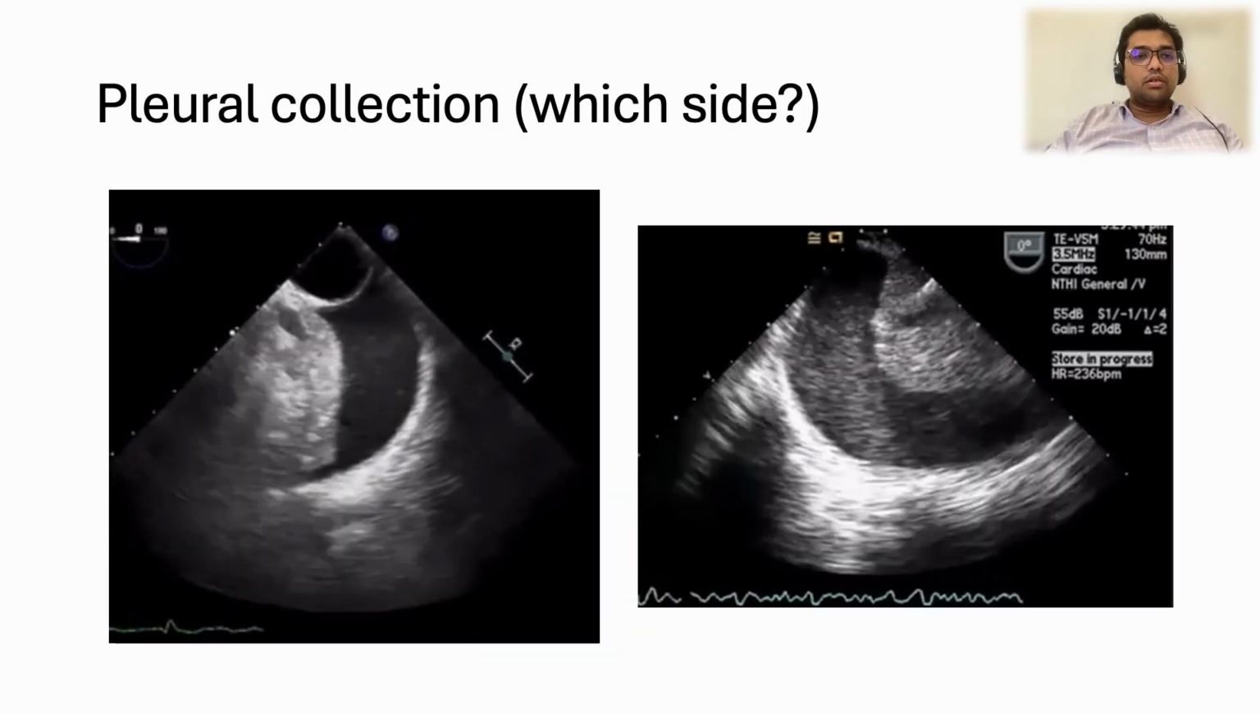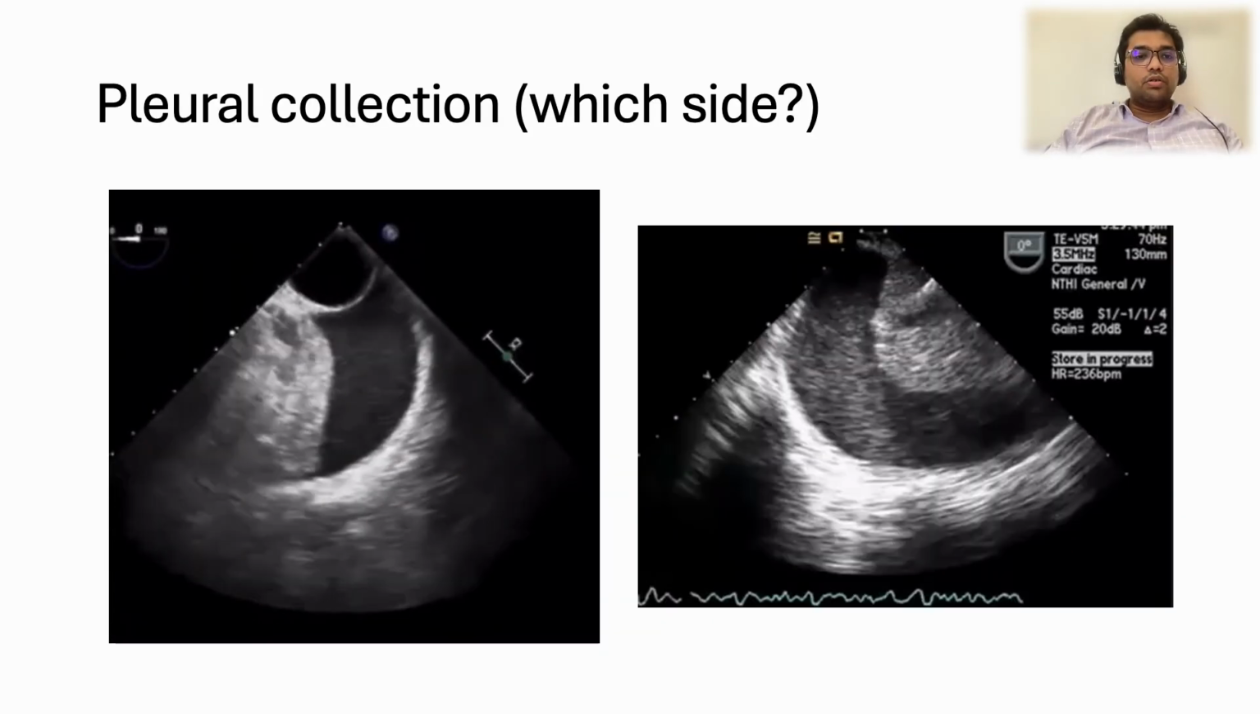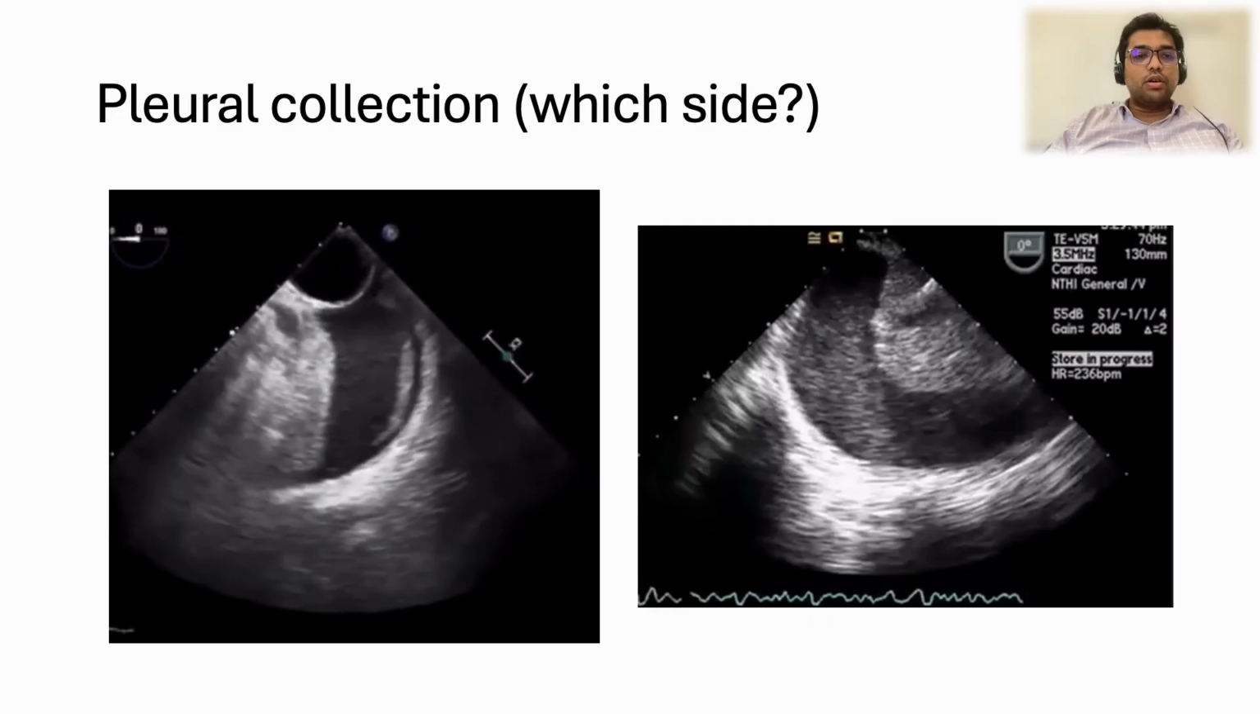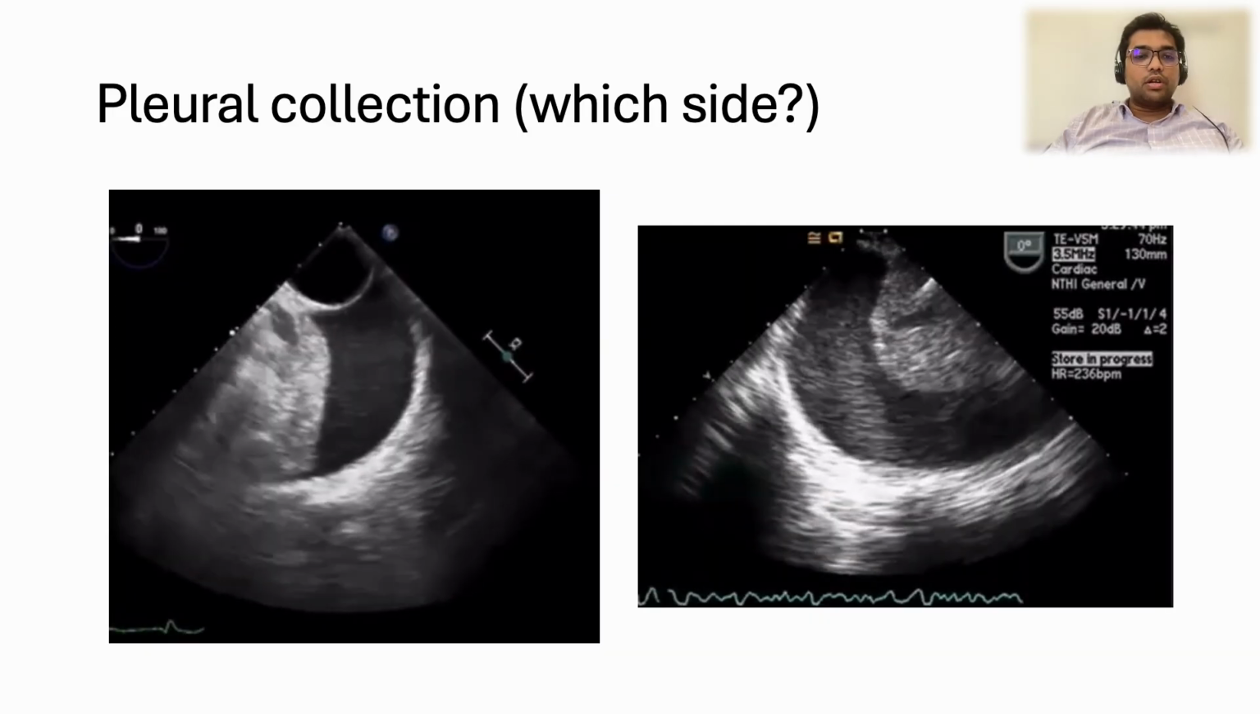Now, while examining the pleural collection, on the left side of the image you can see over here a left-sided pleural collection. So how do you know it is the left side? You'll be able to see the aorta in the image, and also the tip of the collection is towards the left side of your image.